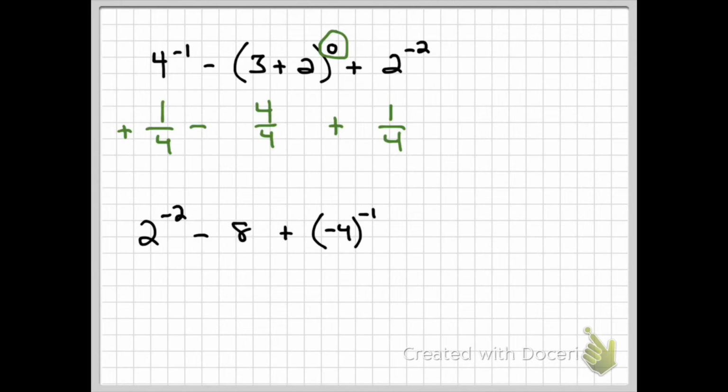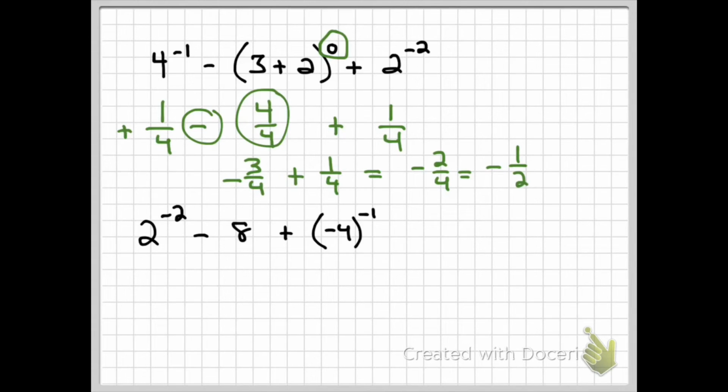This is positive, so we go left to right. Remember, the signs are different, so you subtract. You get 3 over 4, which is negative because this is the larger fraction. All right, and then signs are different again, so you subtract. Negative 2 over 4, which reduces to negative 1/2.